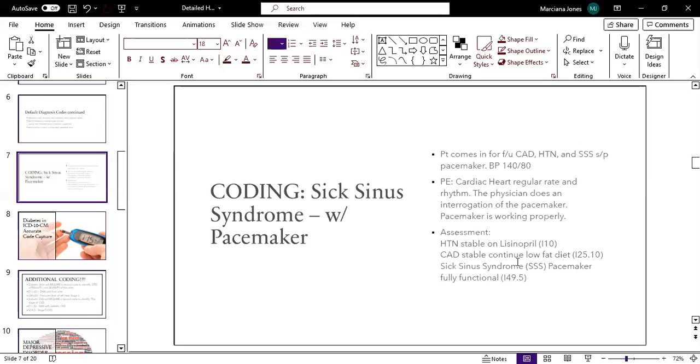CAD is stable, continue low-fat diet, this is I25.10. In the sick sinus syndrome, pacemaker fully functional, I49.5. You'll notice anything dealing with hypertension, your heart, things like that is going to be in the I category. Like vascular, like if you have vein problems, I think that's going to be in the I category. Because it all goes back to your circulation, which goes to any hypertension problem.